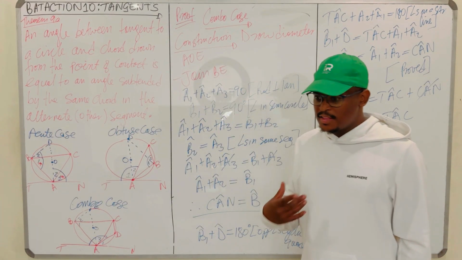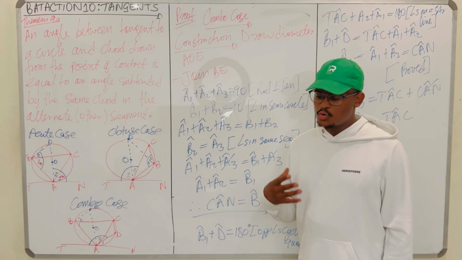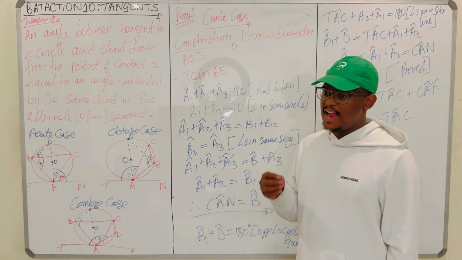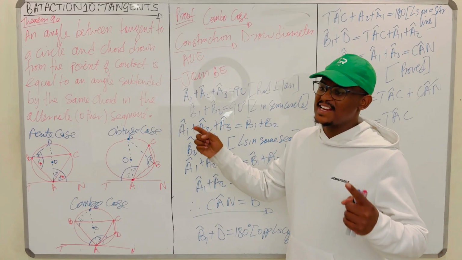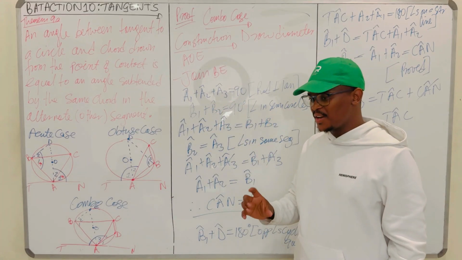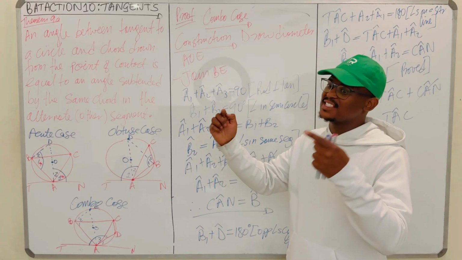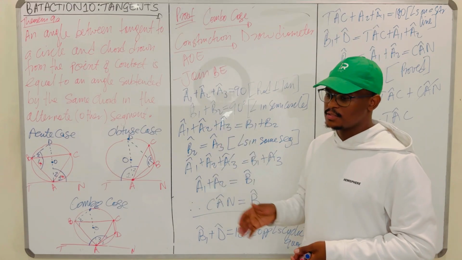So, this theorem says that if you have a tangent to a circle at a certain point, and from that same point you draw a chord, and that chord subtends an angle in the alternate segment, which is the other segment, then the angle between the tangent and the chord is equal to the angle subtended by the chord in the alternate segment. That's what this theorem says.